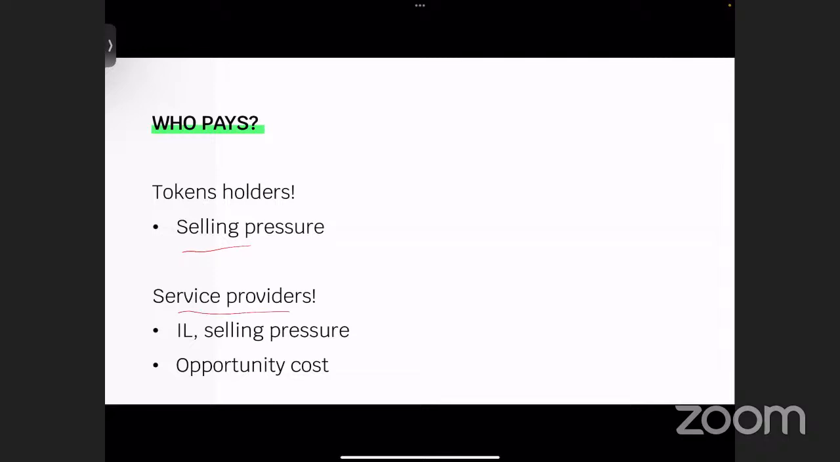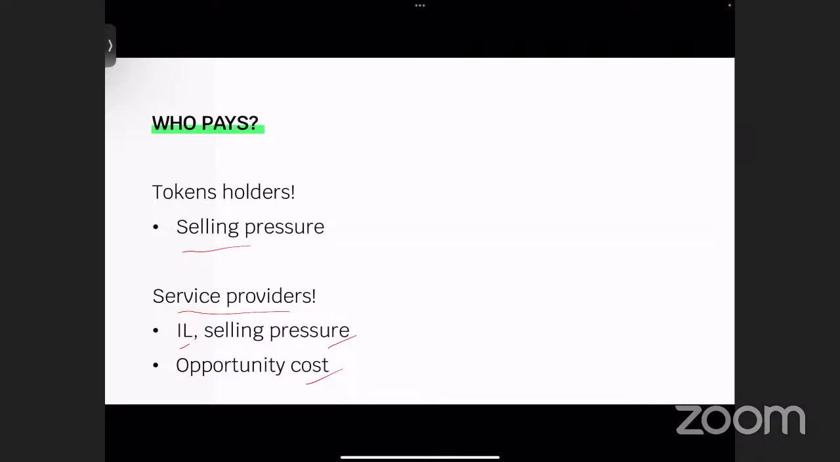But also the service providers, because service provider means to provide, most of the time, liquidity. And as you all know, when you provide liquidity, it comes with a risk. You have the impermanent loss risk, of course, because you also receive the token, you are damaged by the selling pressure. And it is an opportunity cost because you allocate your capital to a specific farm.